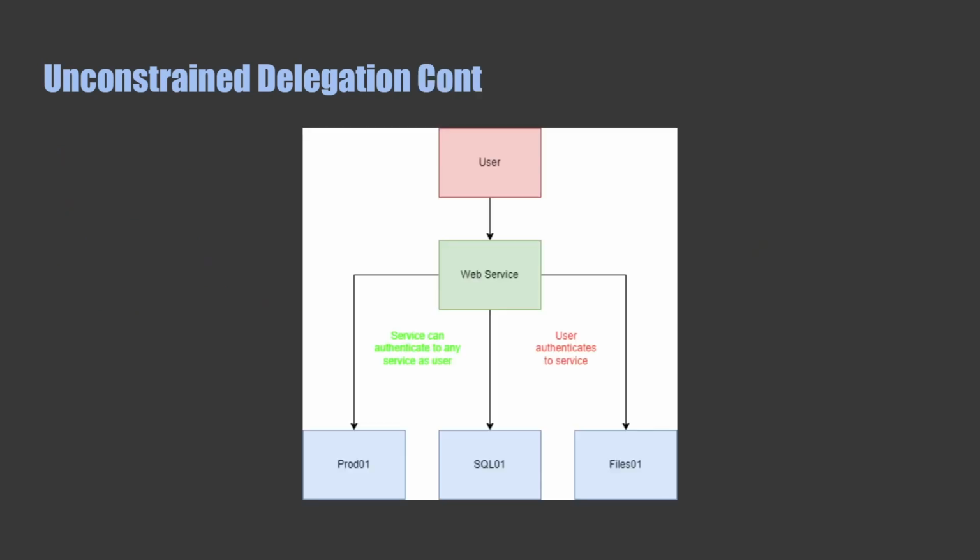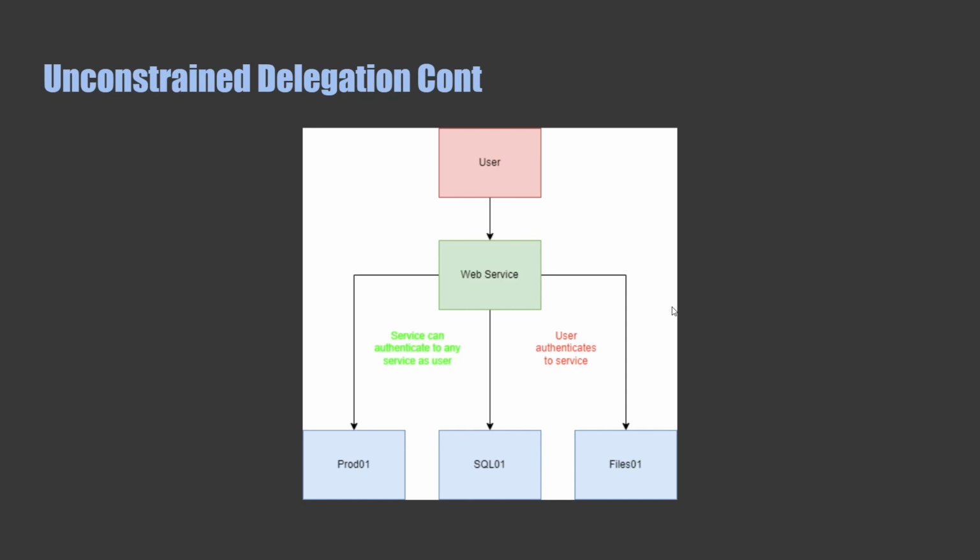Something to be aware of. A nice little diagram just to make it a bit easier to understand. So as the user here, when they want to access a service, or go to a web service, whatever, with unconstrained delegation, this service can authenticate to any of the services of the user. As you can see, straight to production environment, backend database, a file server. There's no limit on it.